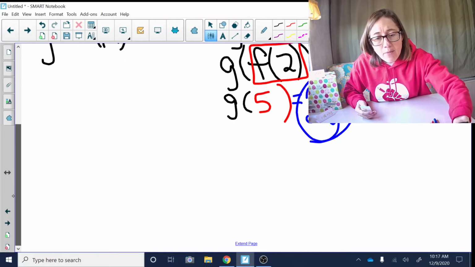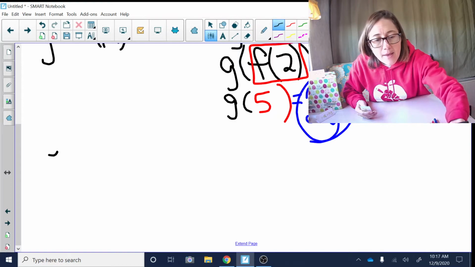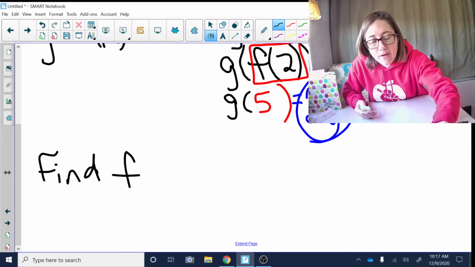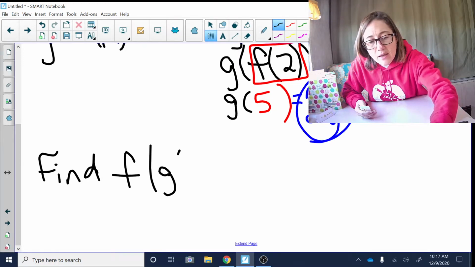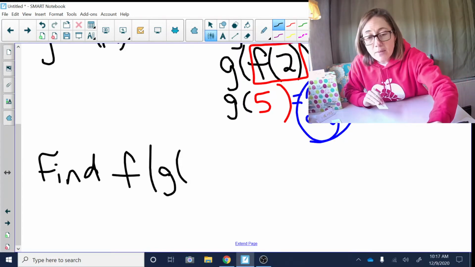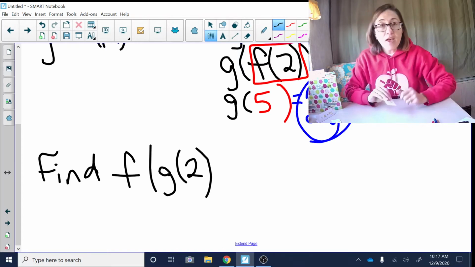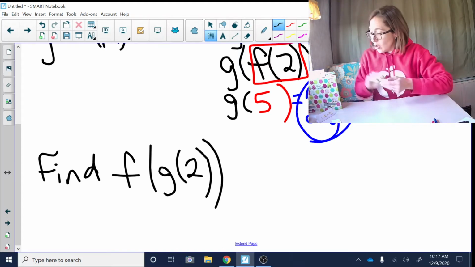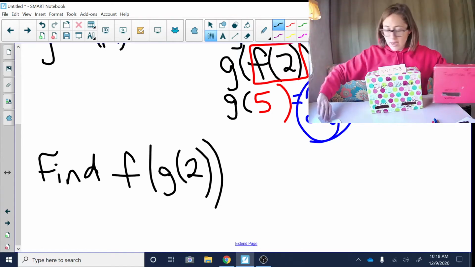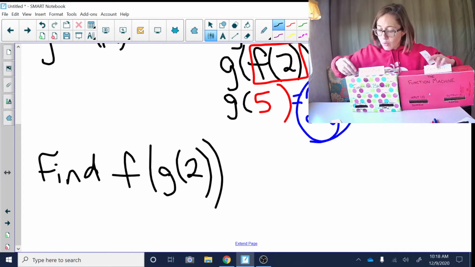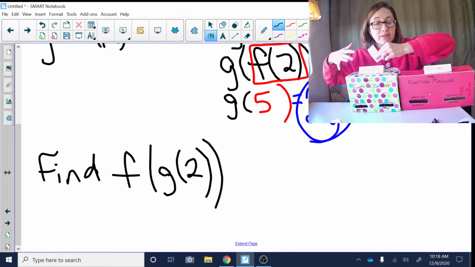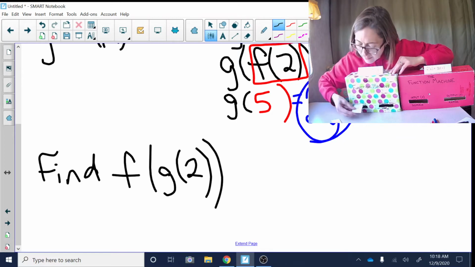So now I want to find f of g of x. And I'm going to put that same input in again. So remember, that was our input. So we're going to find f of g of 2. So now the 2, let me switch these around here. The 2 is going to go into my g of x function first, okay? So now this one happens first. So 2 goes in.